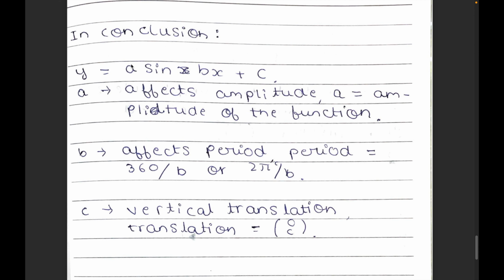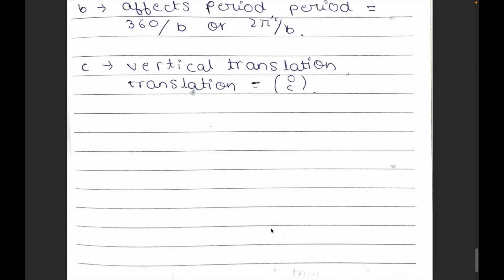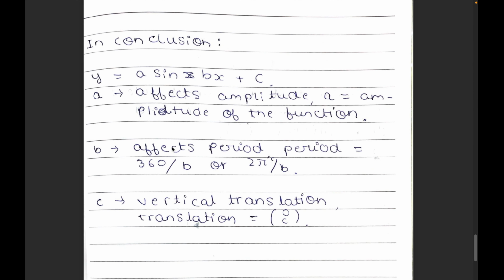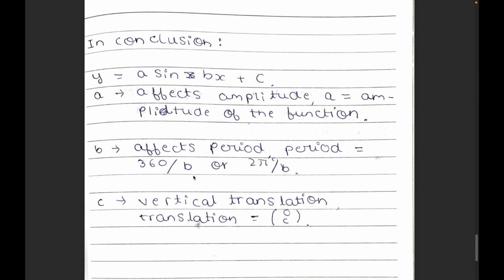If we have y = a sin(bx) + c, then the amplitude would be a, the period would be 360 by b, and then it will have a vertical translation of (0, c). So that's what we have learned so far. This is the conclusion. It's really important to know because sometimes you'll have to plot the graph in your exam.